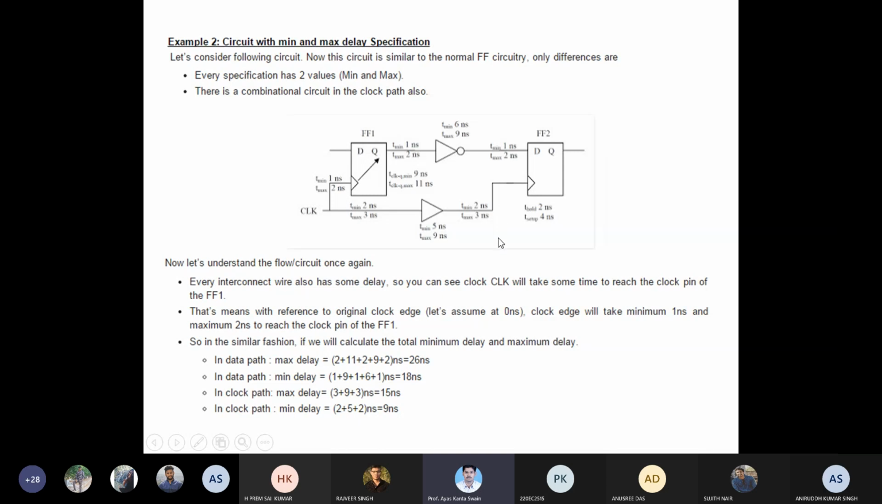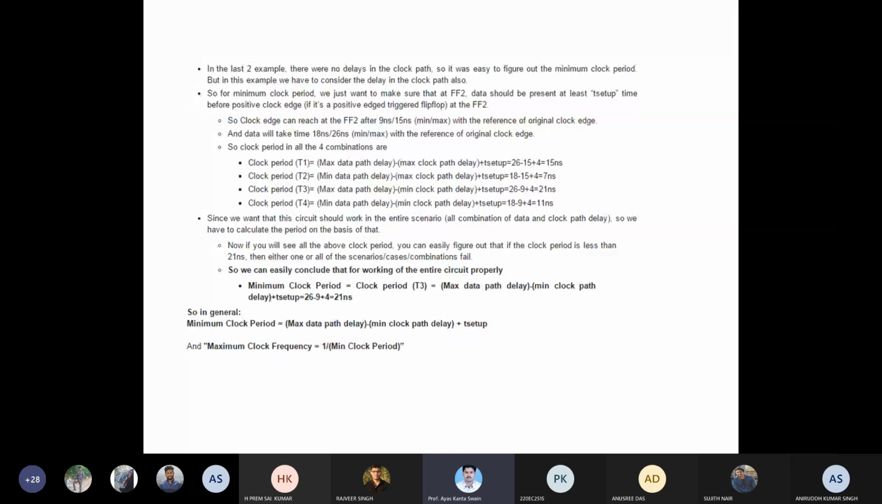In order to find the T minimum, no doubt we have to add the setup. But where to add it is the point of discussion here, because we have two types of delay, which is a bit confusing. We are not having only one delay here. Now what he is saying is that we may have four different combinations of clock period. First, you take maximum data path delay minus maximum clock path delay plus T setup.